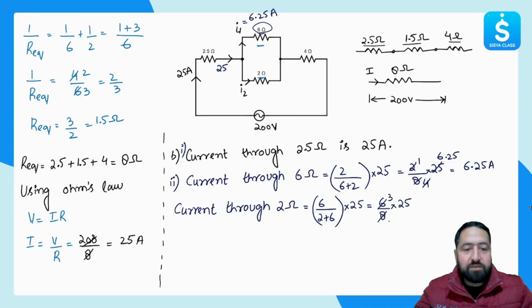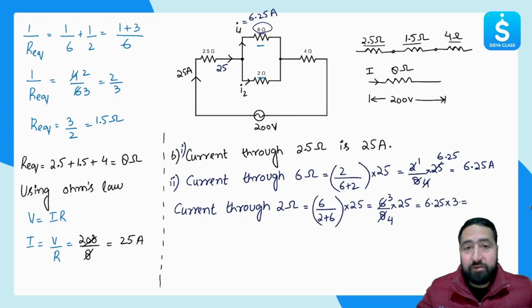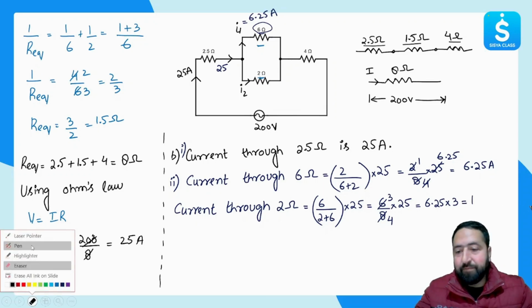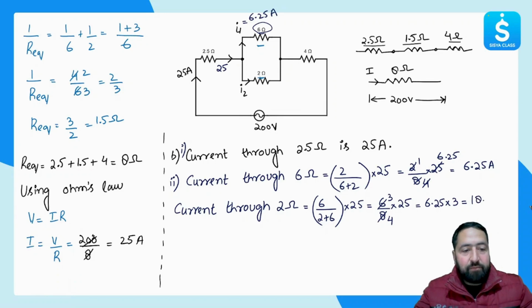2 3 6, 2 4 8. So you know that 25 divided by 4 is how much? We just calculated here, it is 6.25 multiplied by 3. How much is it equal to? 18.75 amperes. Got it? So current through 6 ohm is 6.25 and current through 2 ohm is 18.75. Now when these two will sum, it will be 25 again.